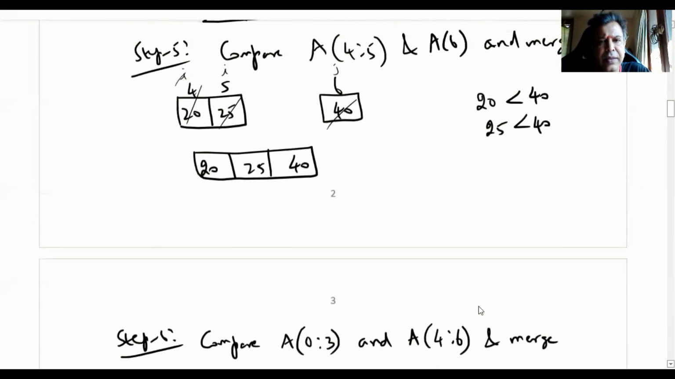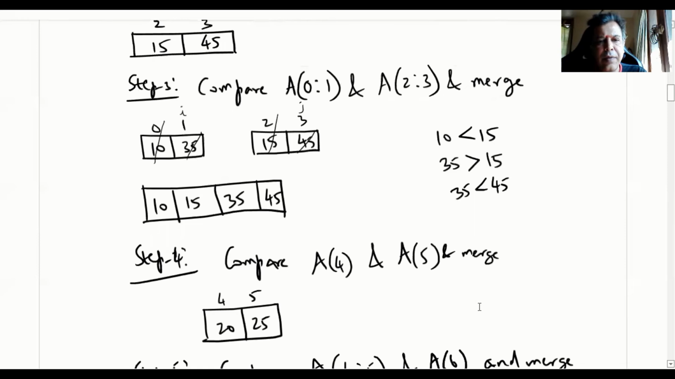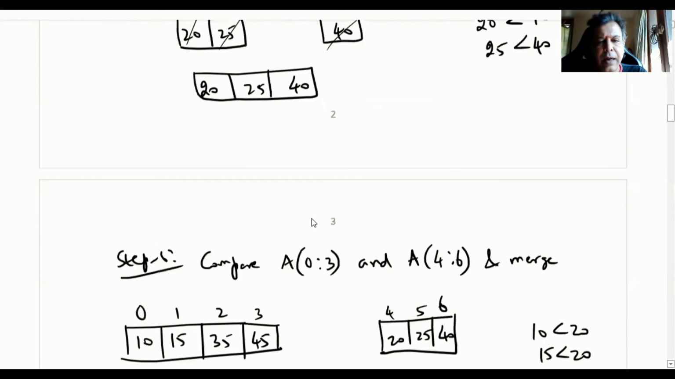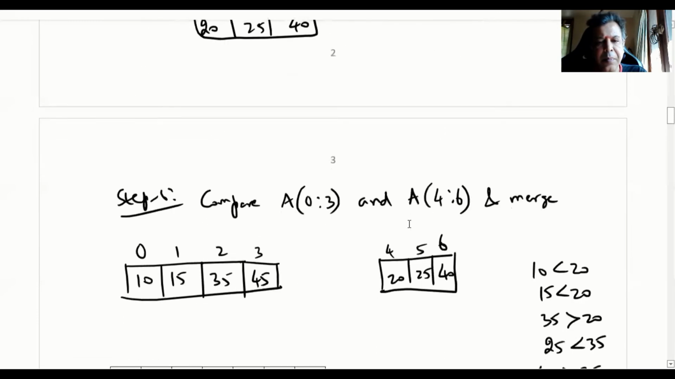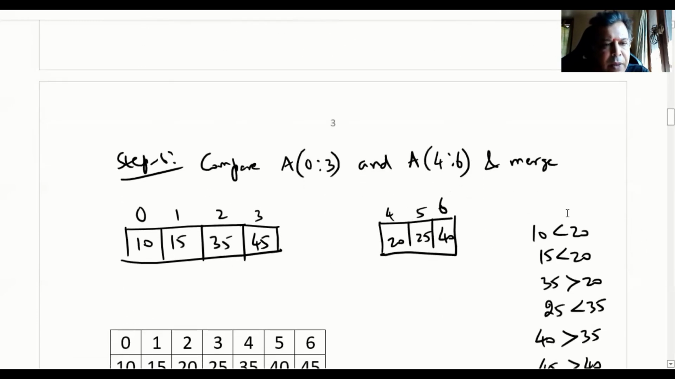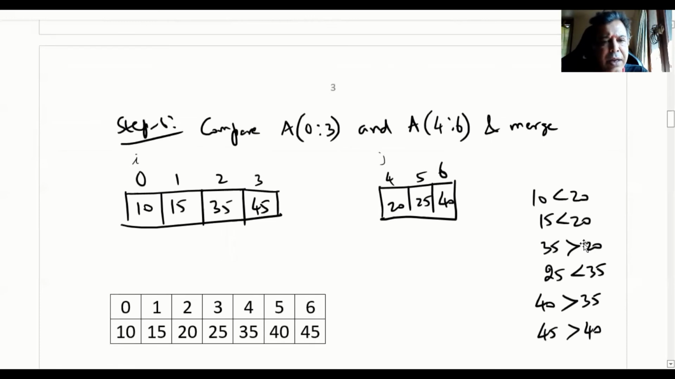Now the next comparison is 0 to 3 and 4 to 6. 0 to 3 is available here: 10, 15, 35, 45, and 4 to 6 is available here, this one. We will be comparing these two. When we do that, we will start with this as I and this as J. So first we will compare 10 and 20. We notice that 10 is lesser than 20. So 10 will be written first. So since 10 is done, now I can move on. I will increment this I to this position.